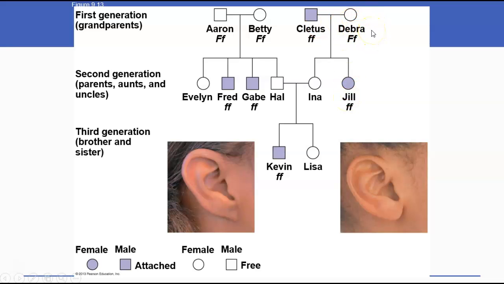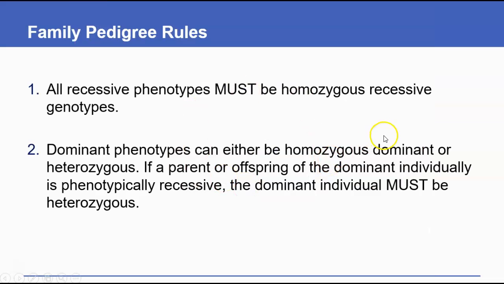We can continue the same way, looking at if Jill is a recessive, that means her mom, Deborah, had to be heterozygous. For both Hal and Inna, they would both be heterozygous. We know that Hal's heterozygous because he had Kevin as an offspring that has two copies of the recessive allele, so both Hal and Inna had to be heterozygous. We don't actually know the genotypes for Evelyn or Lisa, we just know they had to have at least one copy of the dominant allele. So we have our rules of the pedigree charts.